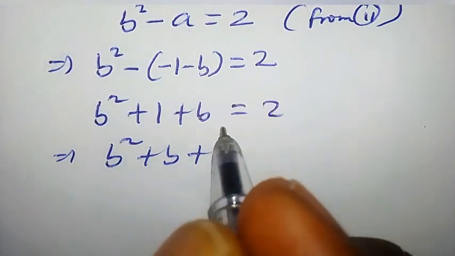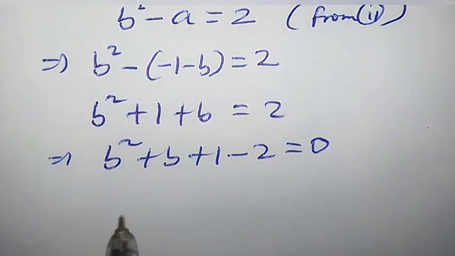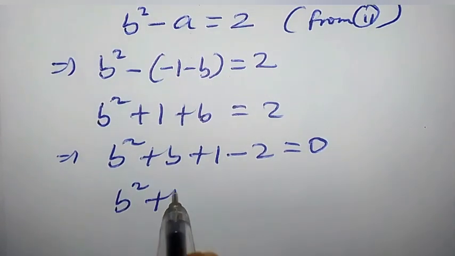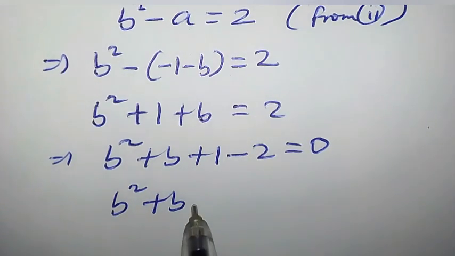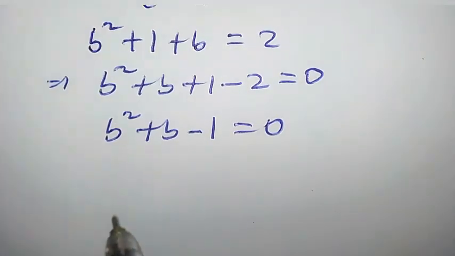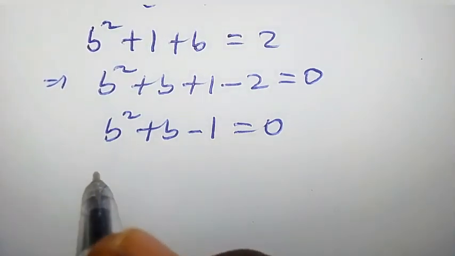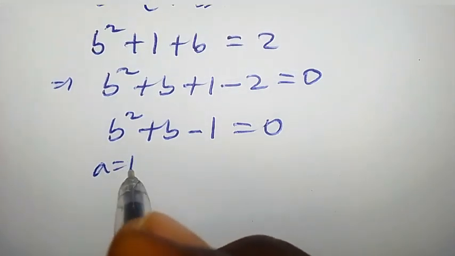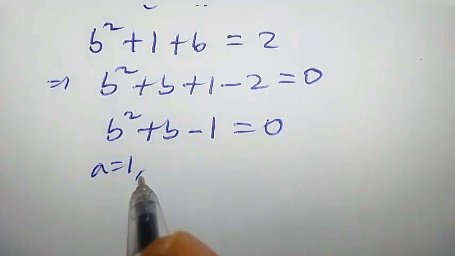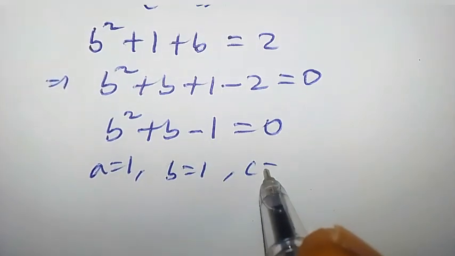When this guy comes to the left side, it becomes minus 2 equal to 0. So we have B to the power of 2 plus B, 1 minus 2, that is negative 1, equals to 0. Now let us solve this quadratic equation to obtain the values of B. The coefficient of B square here is 1, so A is 1. The coefficient of B here is 1, and C is equals to negative 1.